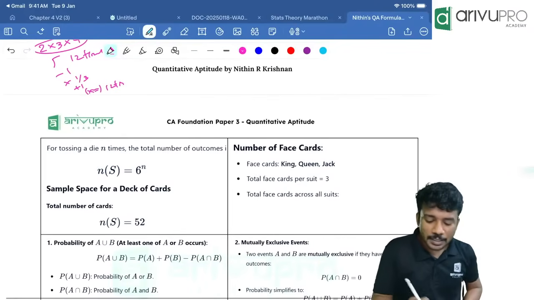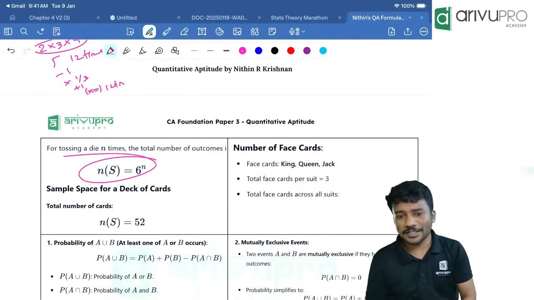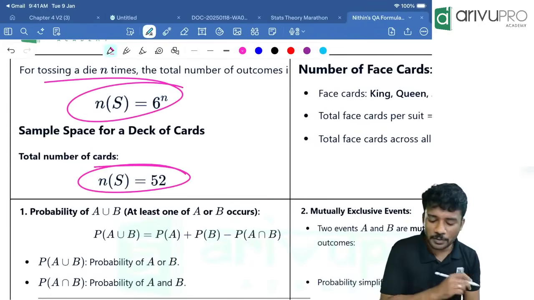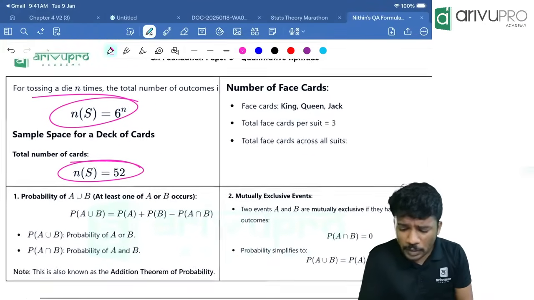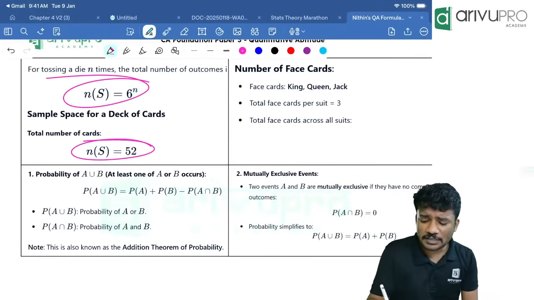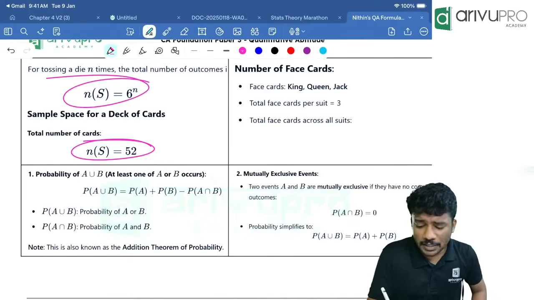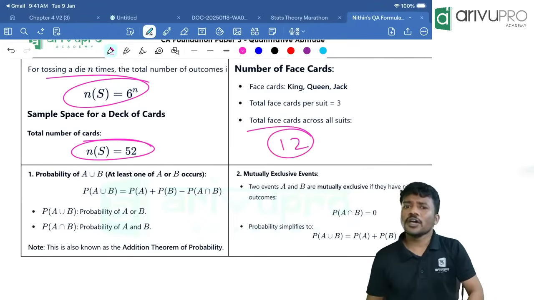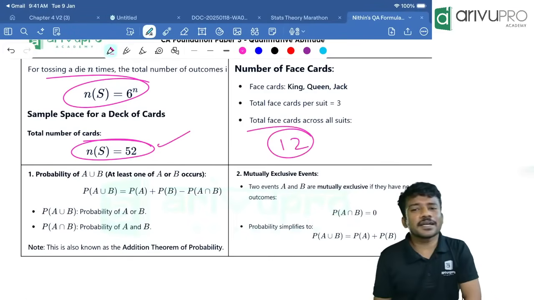Next one, people: for dice, the total sample space is 6 raised to n. Then n of S for a deck of cards is nothing but what? 52. Now we know which are the face cards. The king, queen and jack are face cards. How many face cards are there in total? 12 face cards.